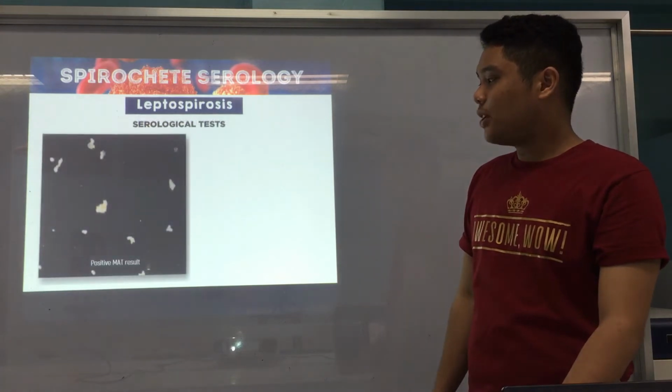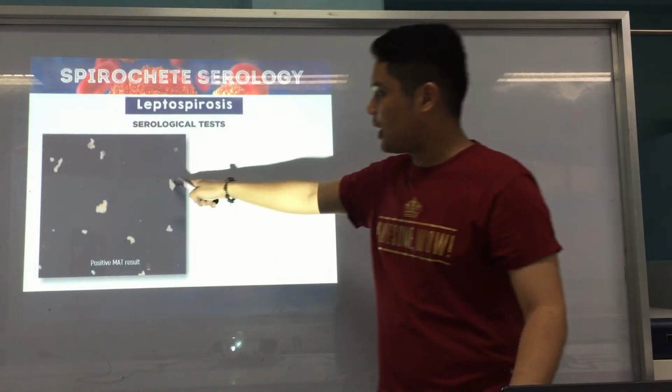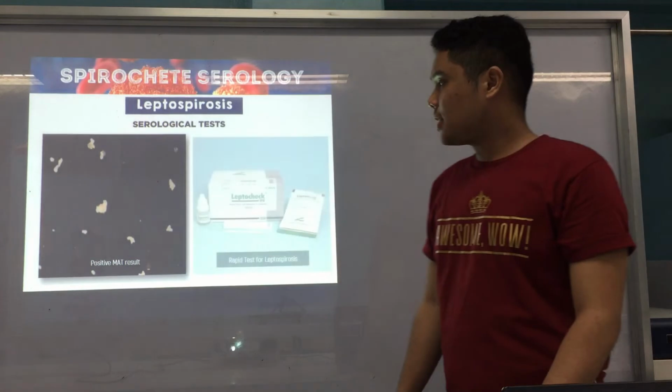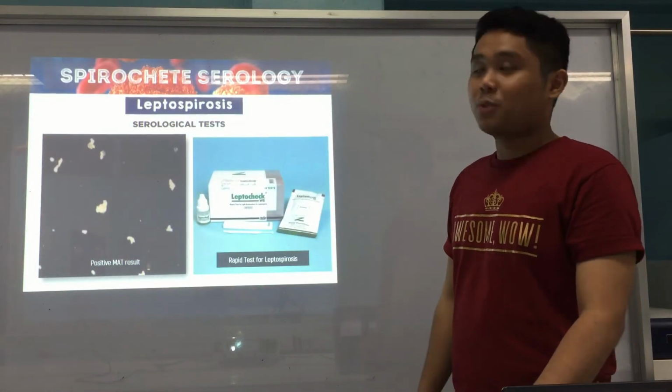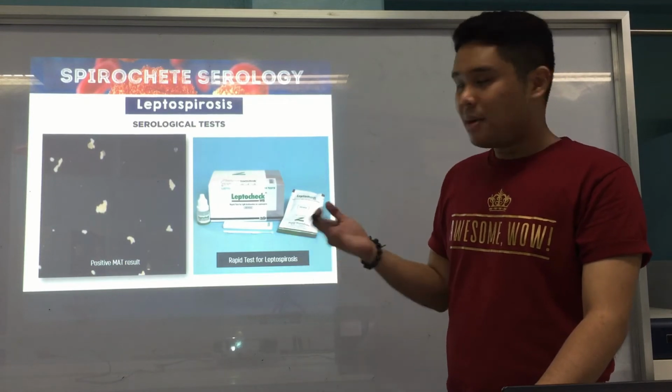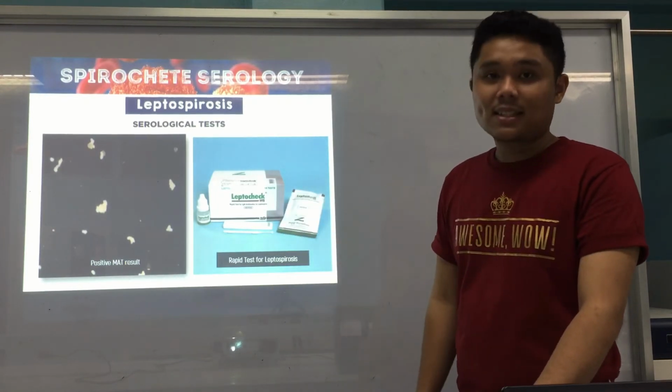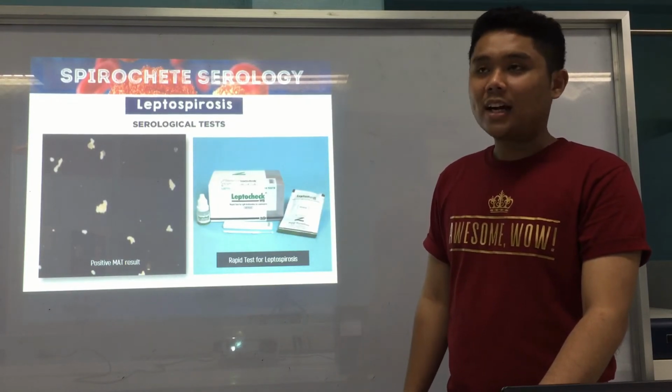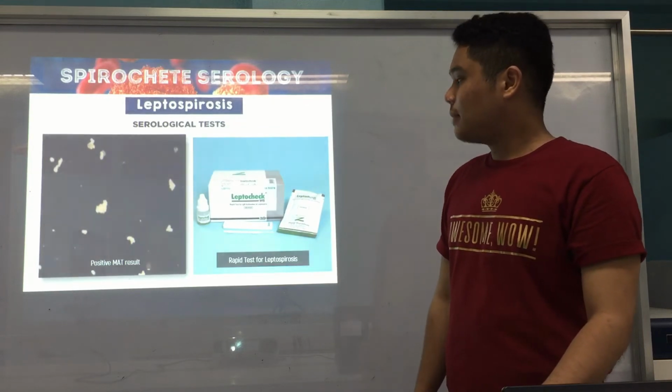So here's an example. This is your MAT result. These are your agglutinations. And this is an example of a rapid test for leptospirosis. So it's still a kit, usually aiming at the detection of antibodies for leptospirosis. So that's for leptospirosis.